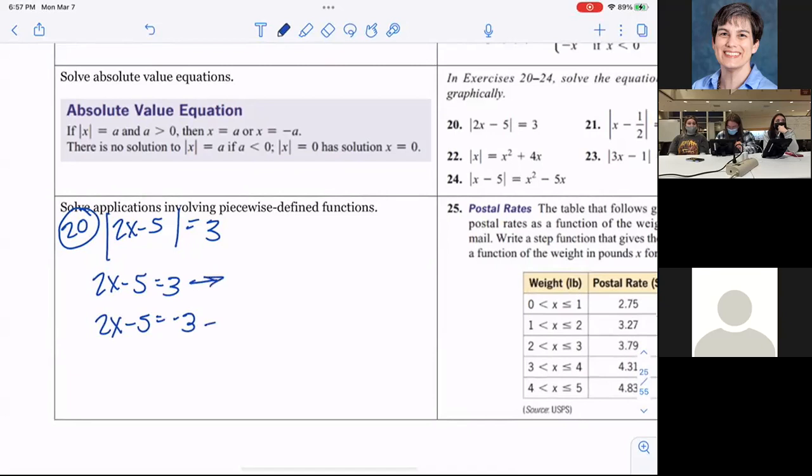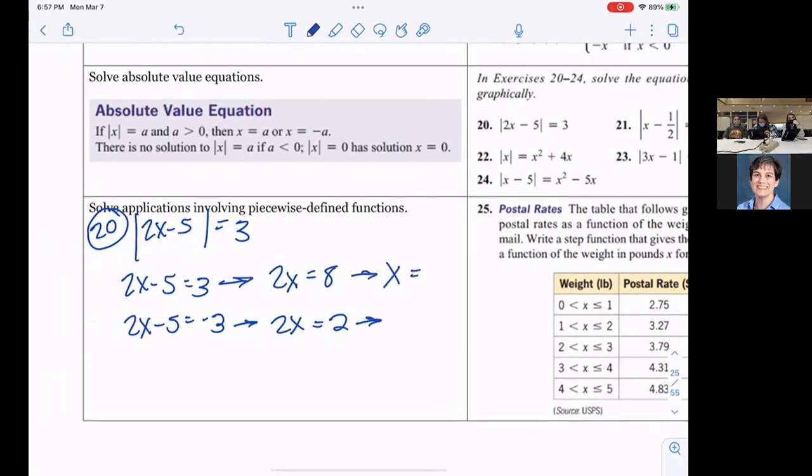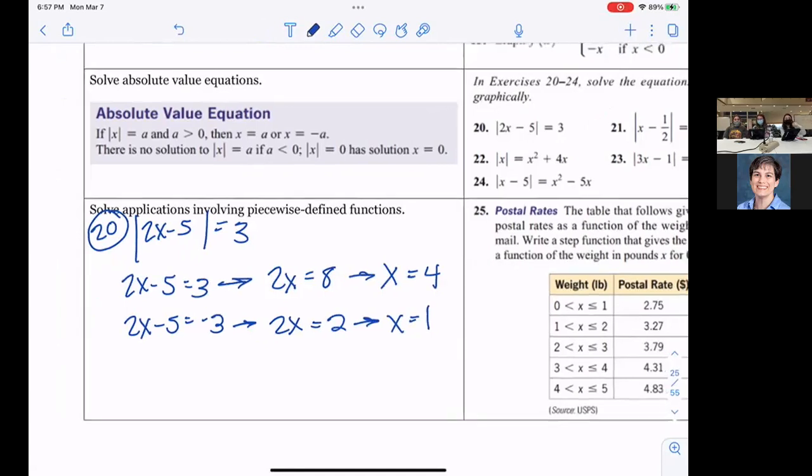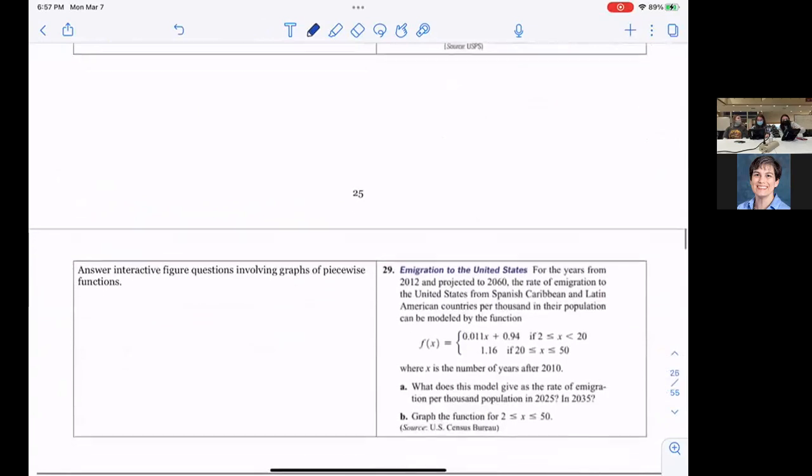So if I solve for x on these, I'm gonna have 2x equals 8, 2x equals 2. If I solve for x, divide by 2 on both sides, I'm gonna get x equals 4 and x equals 1. So remember, with absolute values, you have to set it to a positive answer and a negative answer, okay? Cool, awesome. So moving on.